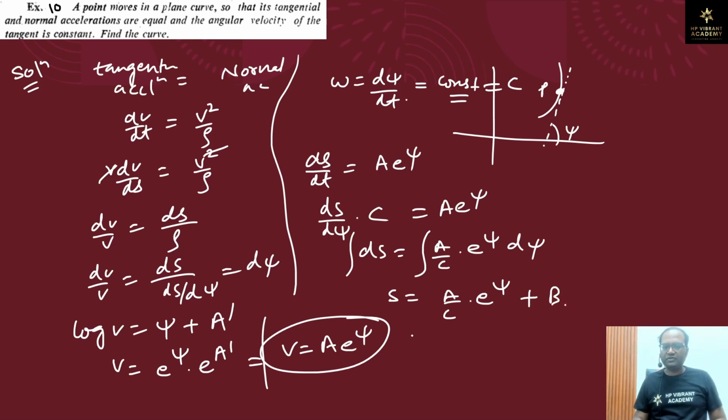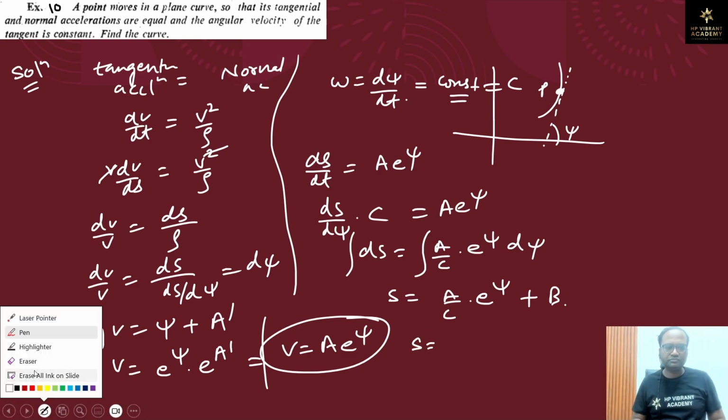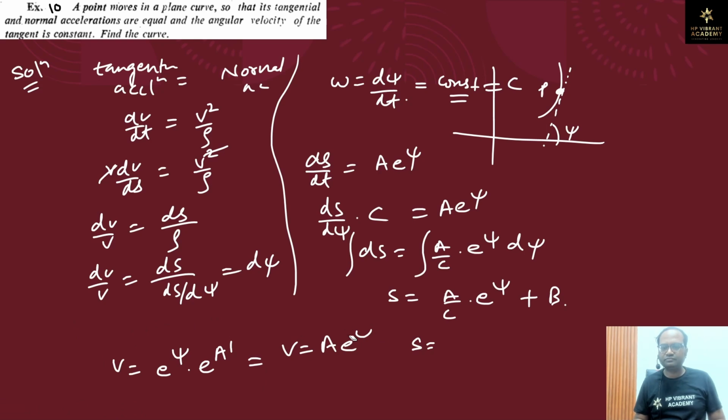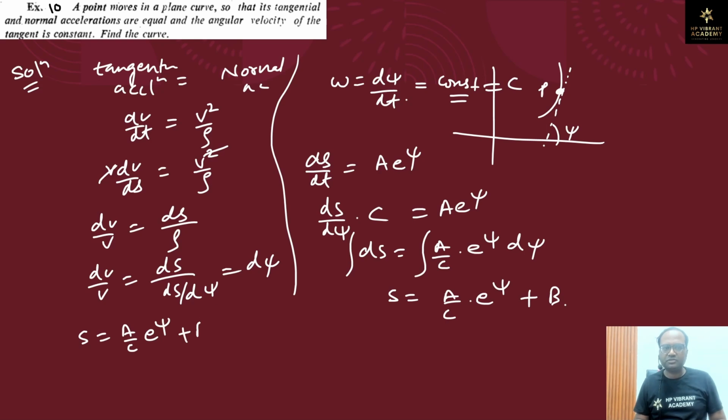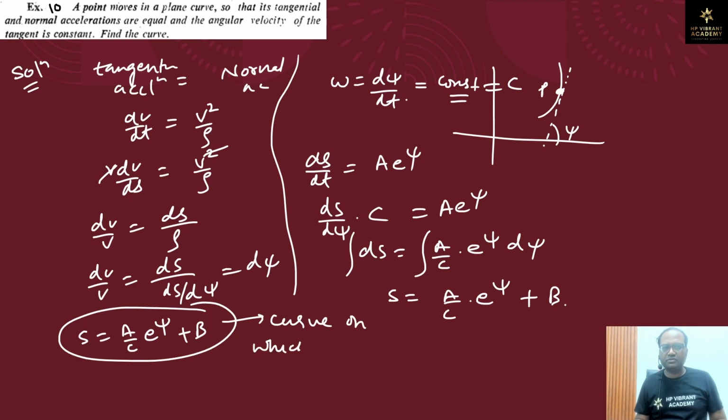Okay. So we have the equation s is equal to a upon c e to the power psi plus b, which is the curve on which the particle is moving.